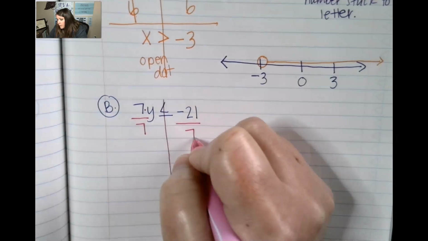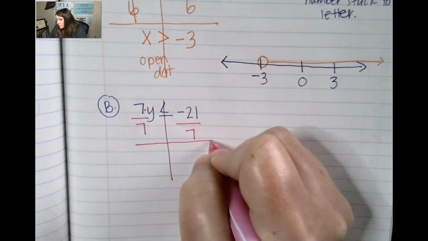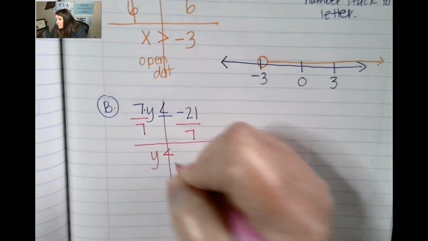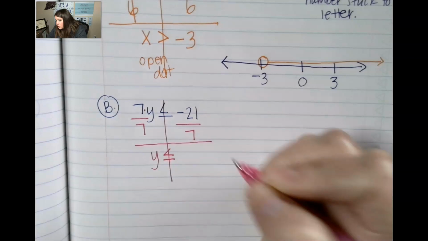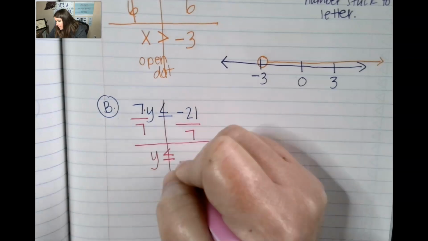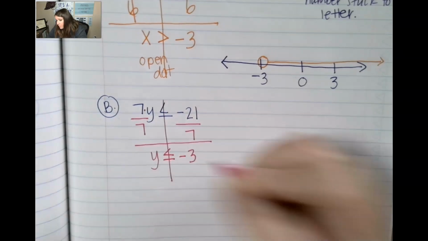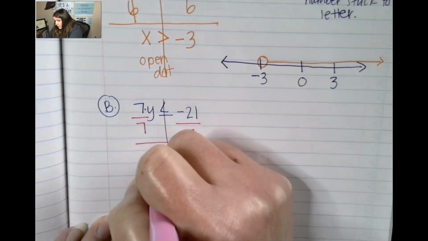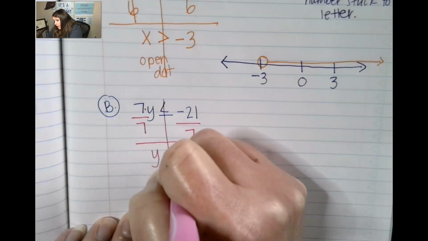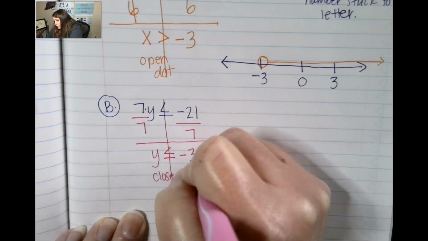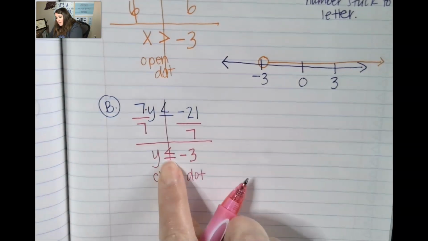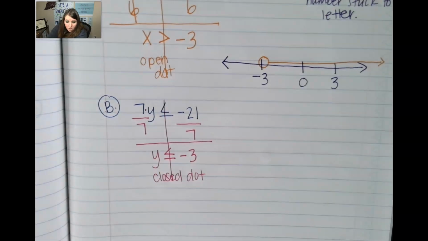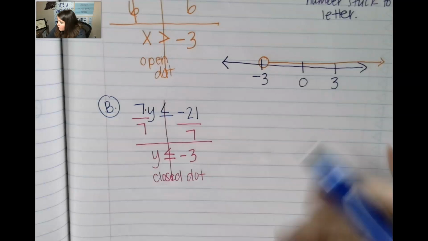I'm going to divide by 7. Oh my goodness, this gives us the same thing. Y is greater than or equal to negative 21 divided by 7, which is negative 3. So this time we are going to have a closed dot, and all of our answers are greater than negative 3.